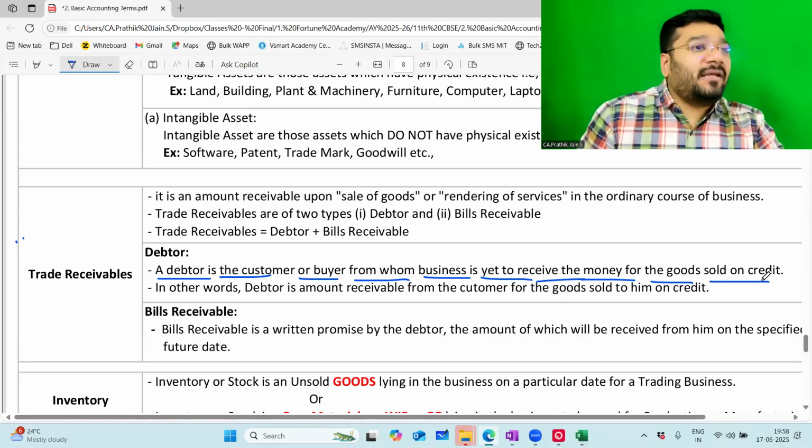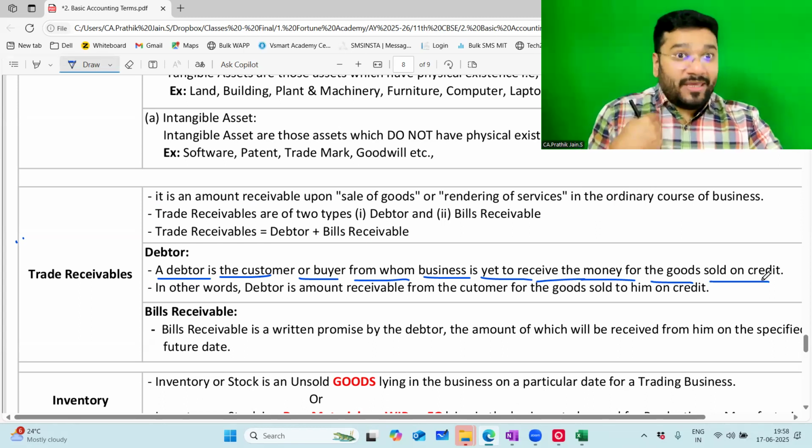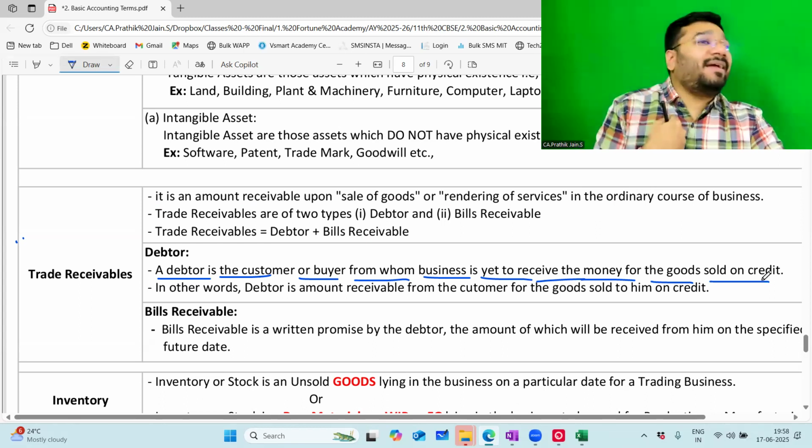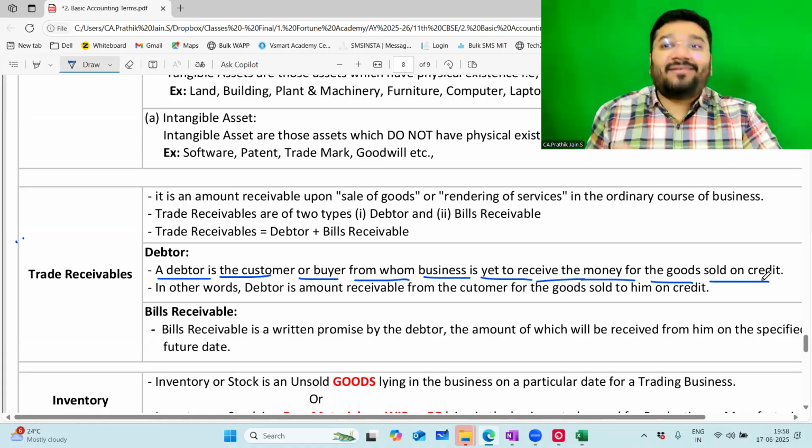Full fees is outstanding, means yet to pay. So to me, you are my debtor. To me, you are my customer. My customer is my debtor. So debtor is my customer to whom I gave service, from whom I'm yet to receive my money.